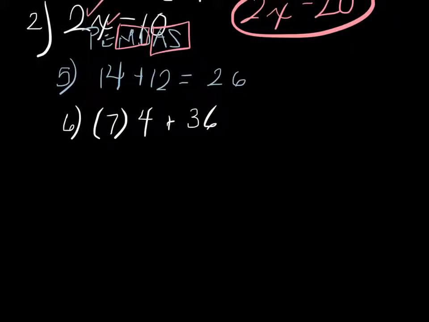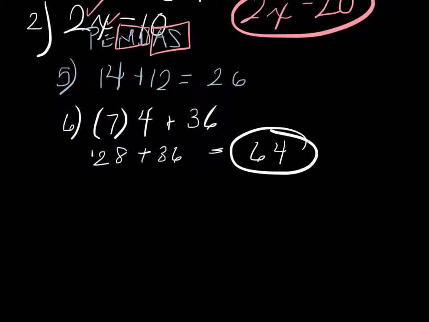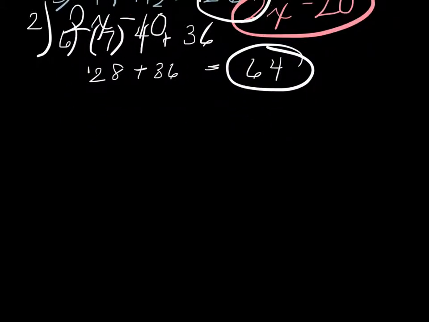Okay, 7 times 4 is 28. 28 plus 36. And 8 plus 6 is 14. And then I carry my 1. 1 plus 2 is 3. 3 plus 3 is 6. 64 is our answer. Make sure you circle your answers. That helps your teacher find your answers. That's a good idea. Okay, moving on to number 7.